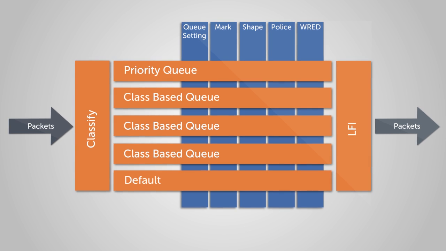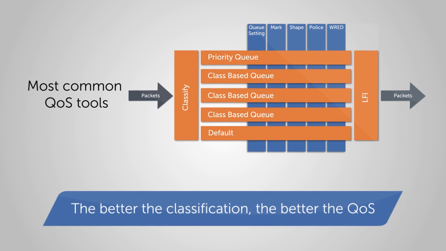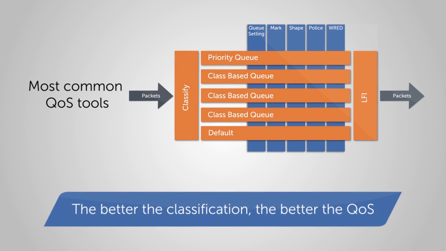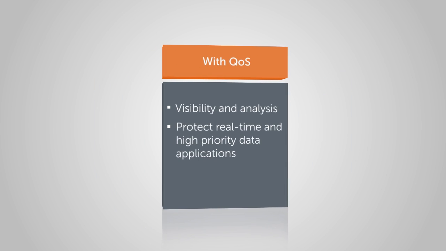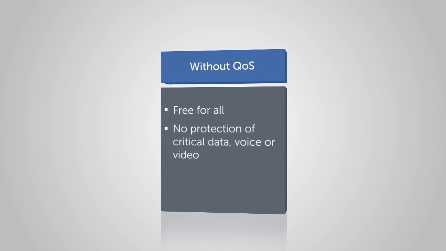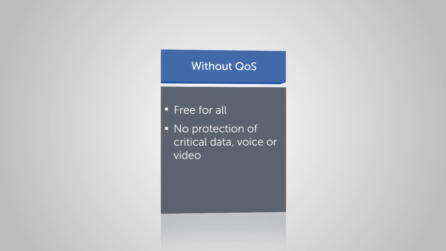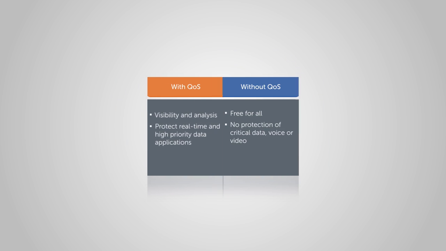It's important to keep in mind that the most common QoS management tools rely on traffic classification. If you can't classify traffic, you can't control it. Let's compare a network with QoS and without. QoS gives you visibility and control. Without QoS, you have a free-for-all where the most aggressive traffic wins. Clearly not a situation most companies can live with.